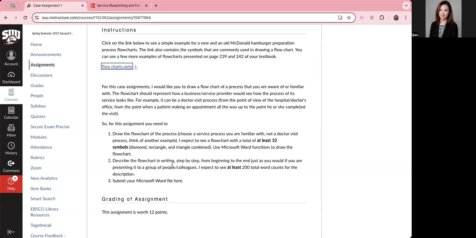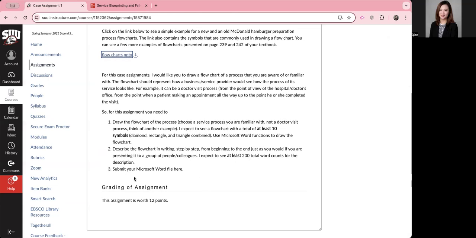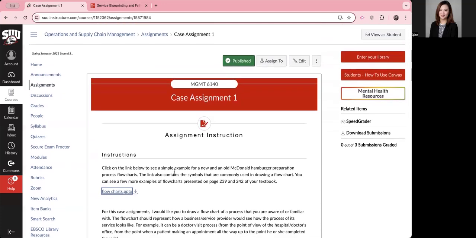I also ask you to describe your flowchart, like describe the process. You don't need to write a whole page, probably just about 200 words in total. As the description, give me a brief introduction of the step by step process, from the beginning to the end. I have requirements about the file formats you need to submit, but if you prefer to submit a PDF or others, please feel free to do that. Okay, so this is about case assignment number 1.